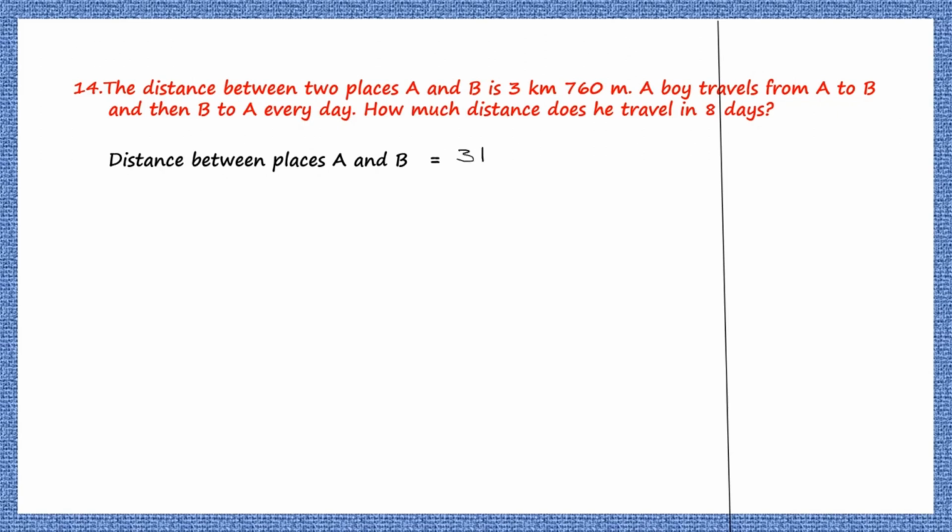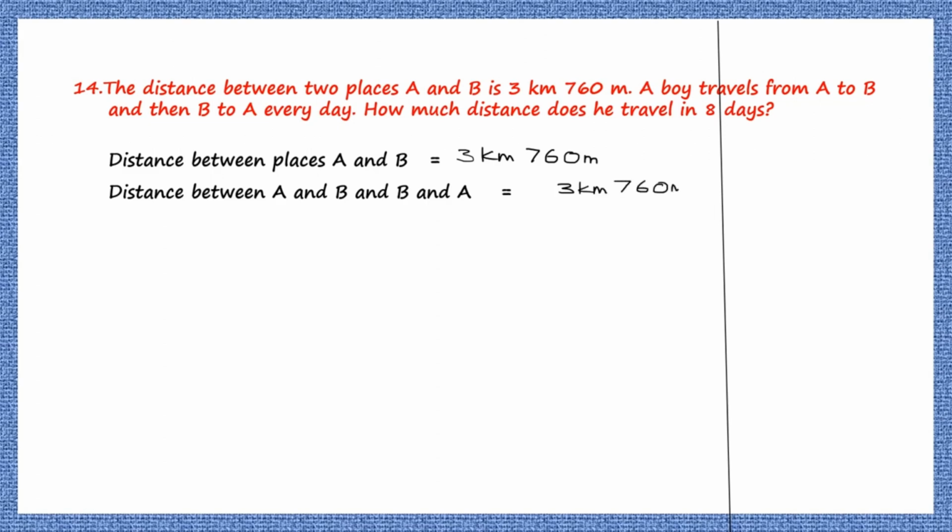The distance between two places A and B is given to us. It is 3 kilometers 760 meters. And then they're telling us that the boy travels from A to B and B to A every day. That means the distance between A and B is 3 kilometers 760 meters, and B to A also will be the same thing, isn't it? So we have to multiply this whole thing by 2. When you multiply this by 2, you will know how much that is.